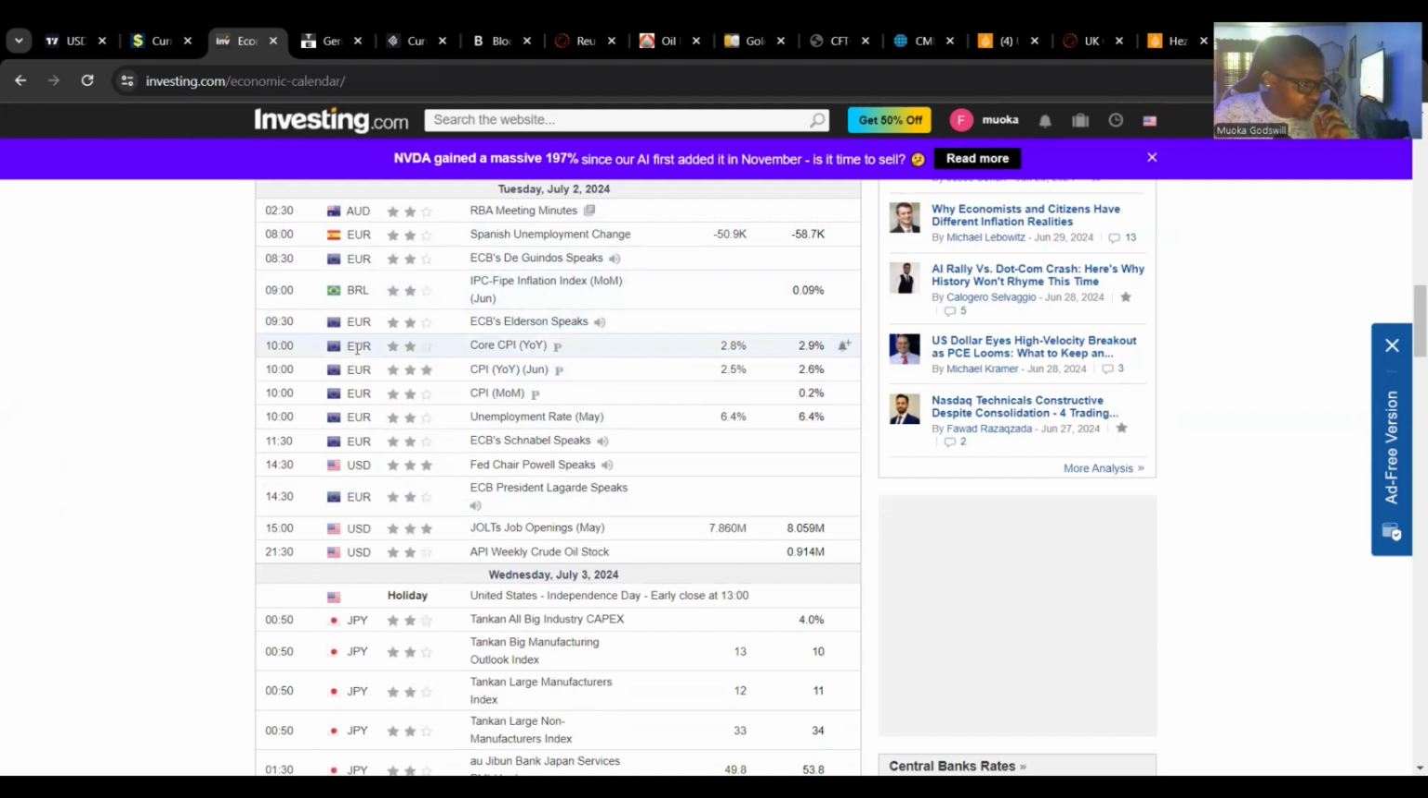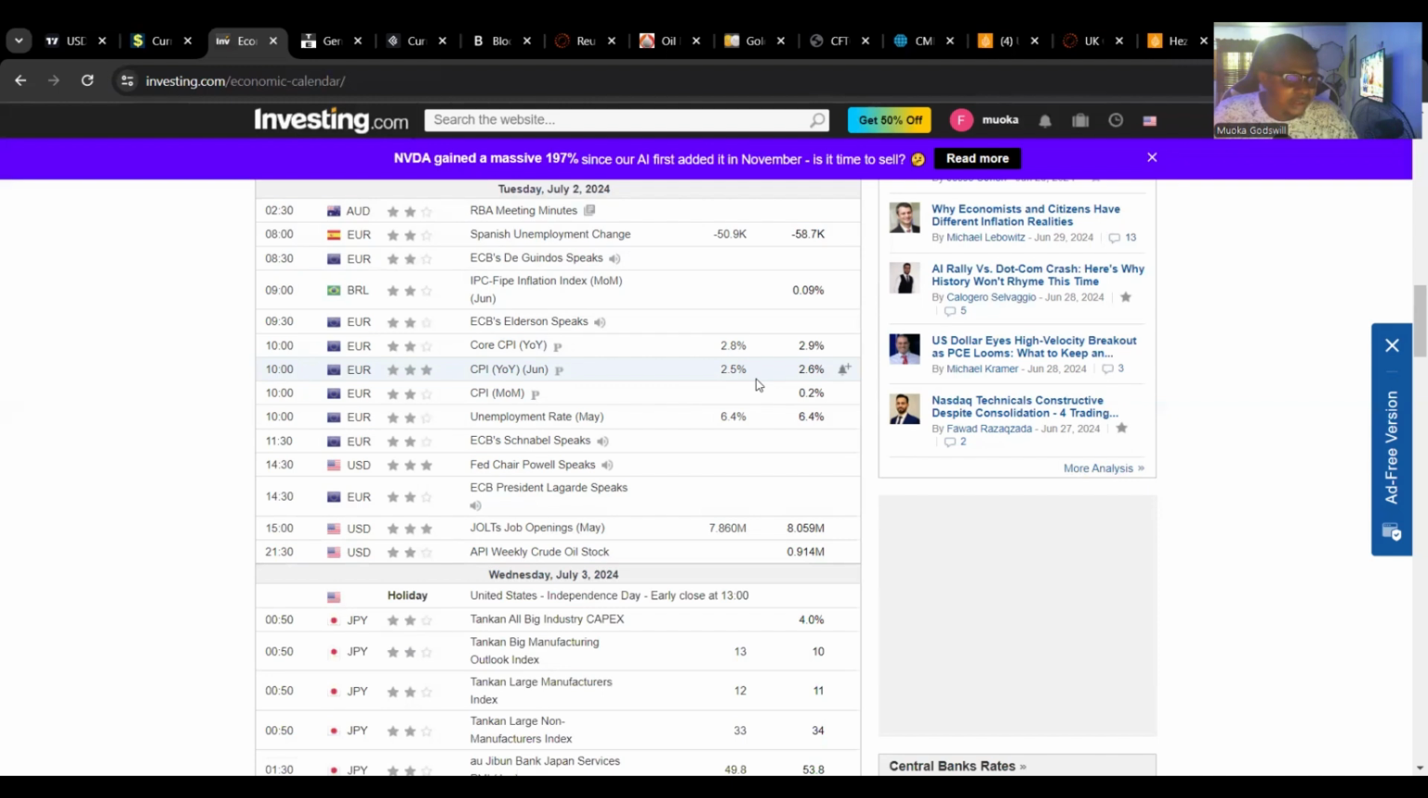So Euro core CPI, very important and one to pay attention to. Inflation is easing down. We are seeing that it's easing down, coming closer and closer to target. But the ECB is cutting rates. The ECB is cutting rates.